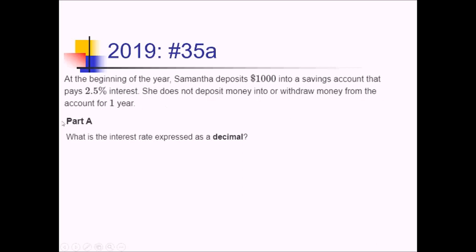Great. Part A, interest rate expressed as a decimal. This is basically, do you know how to turn an interest rate into a decimal? All we have to do is move the decimal 2 to the left. 2.5% means percent, means divided by 100 literally. So you're just dividing this by 100, and that's going to give you 0.025.